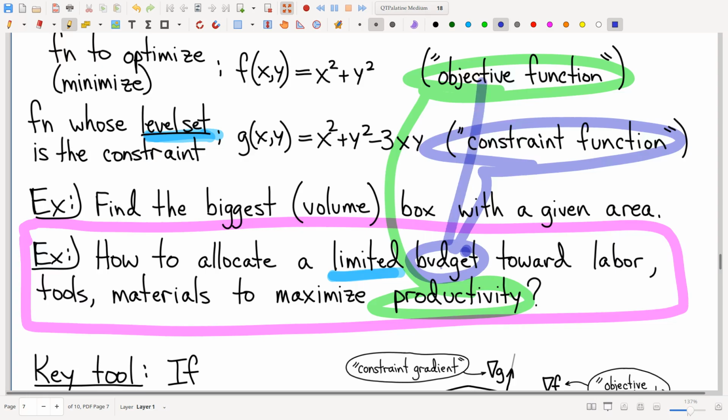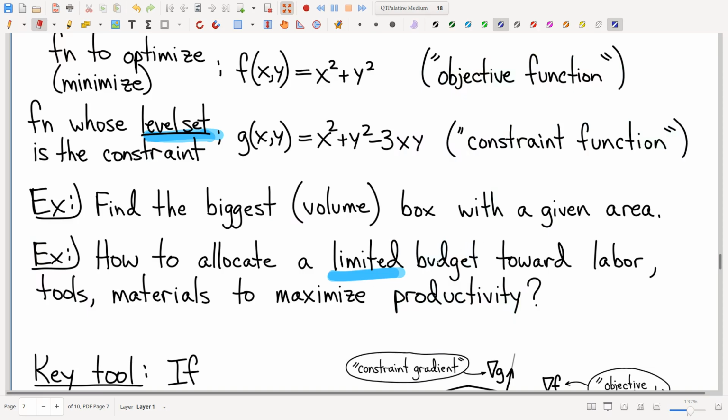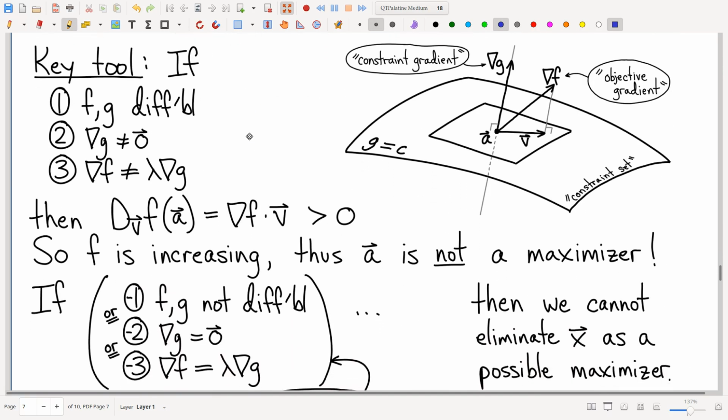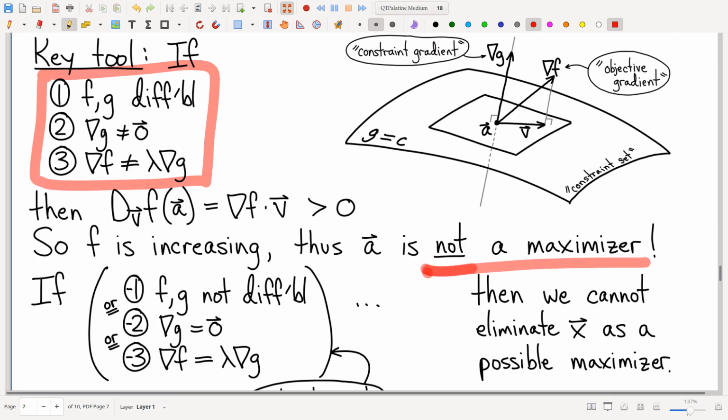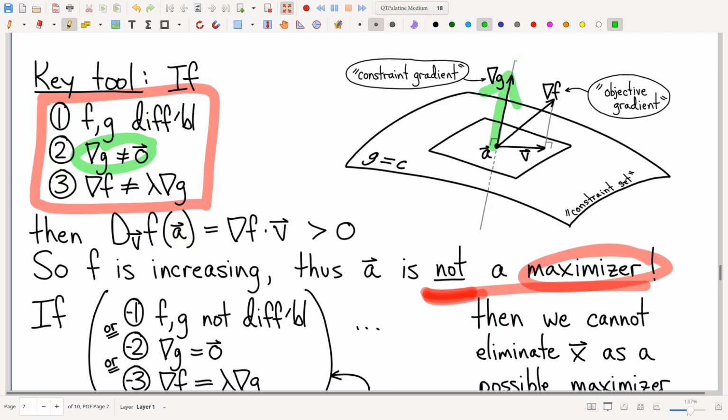Okay. All right. So, how do we do this? Super clever idea. Again, I'm mostly going to eliminate points. And the big idea is, if these three conditions are satisfied, that's definitely not a maximizer. It's just a matter of looking at the picture. Differentiability means that the gradients are actually useful and mean what we think they mean. Non-zero gradient of the constraint means that constraint points in the direction perpendicular to the surface. It's got to be non-zero to point in a direction at all.